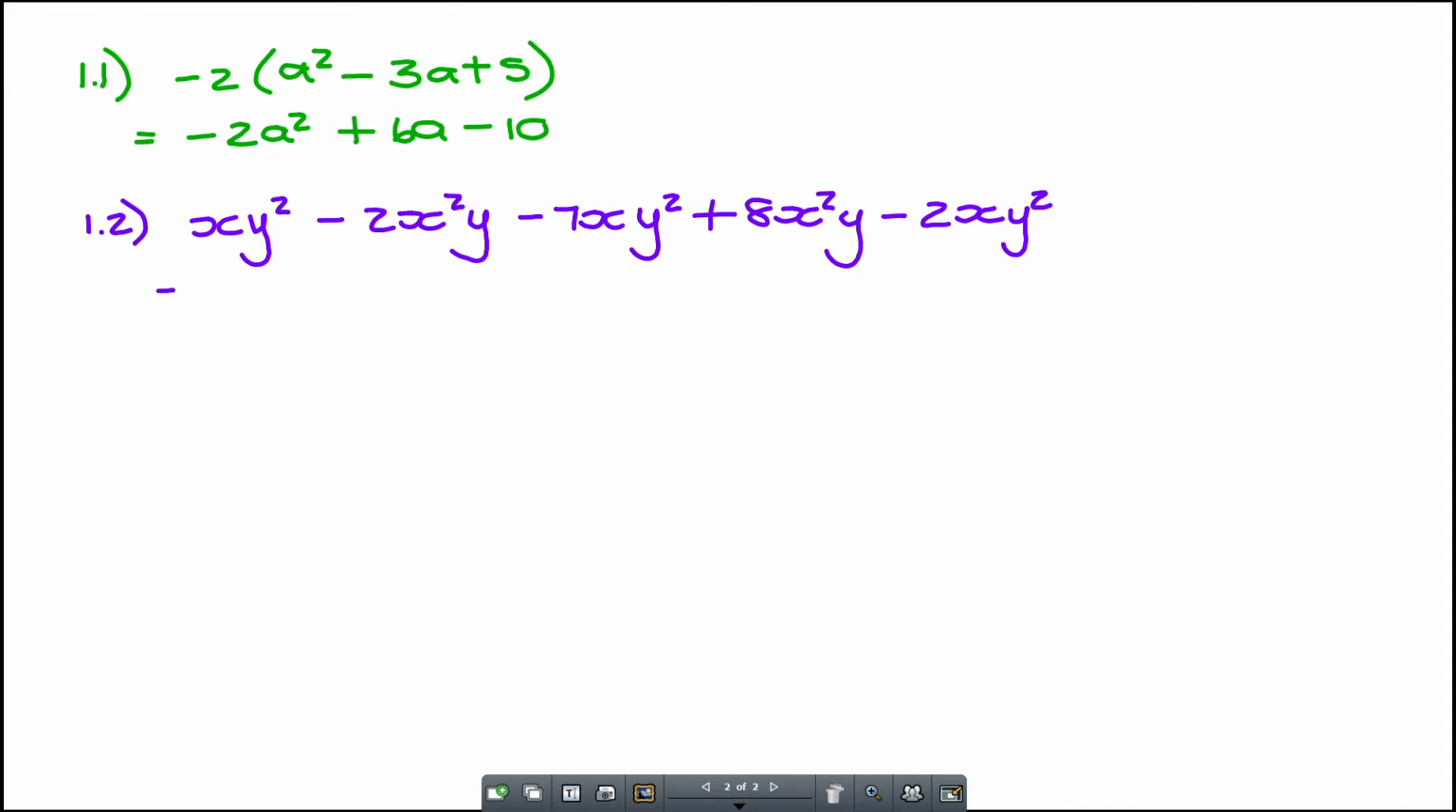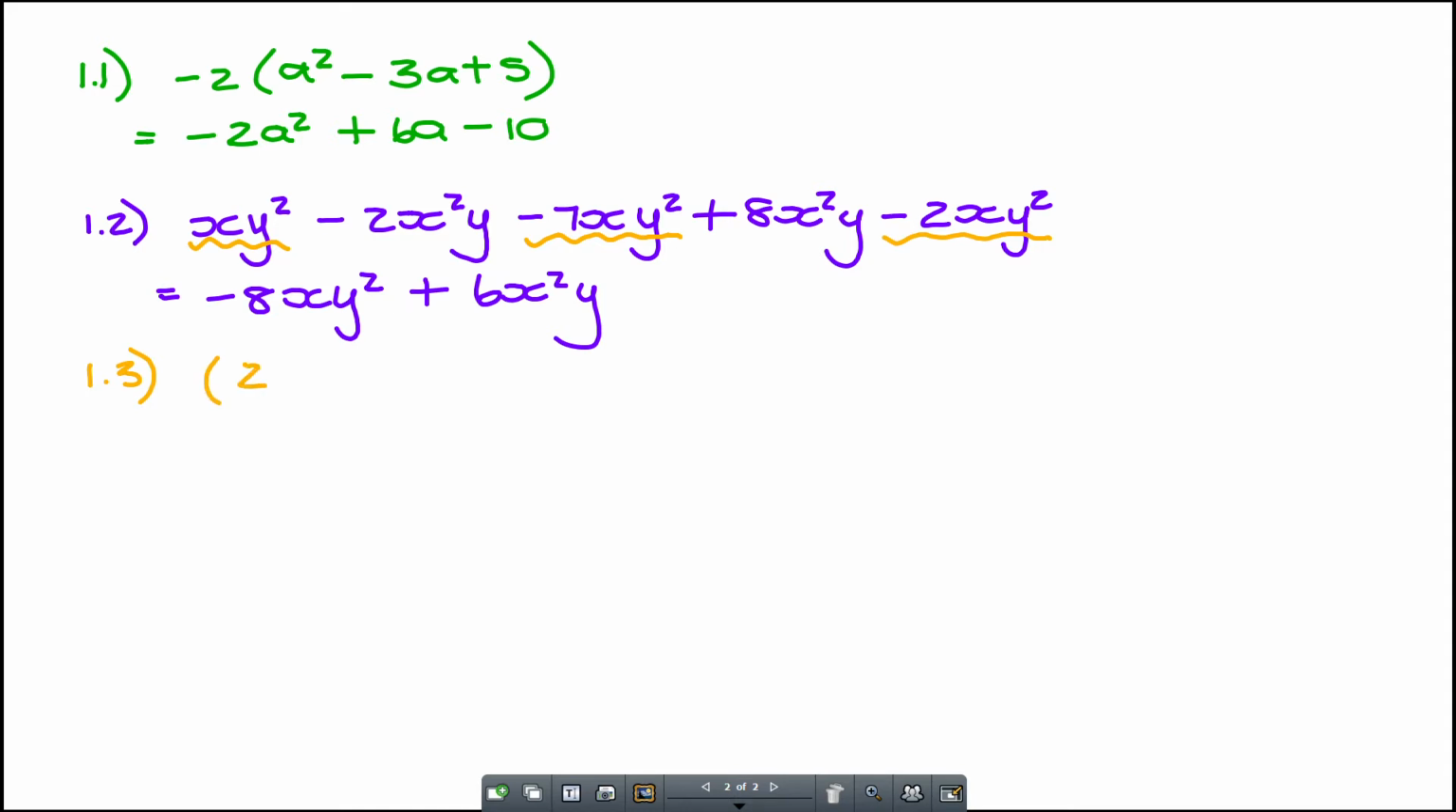Okay, so what we had to do here is look for like terms. So xy squared, xy squared, xy squared. And that would give me minus 8xy squared. Okay, and then the rest, x squared y, they were common factor, like terms. So this will become 6x squared y. Any questions there? You guys good?